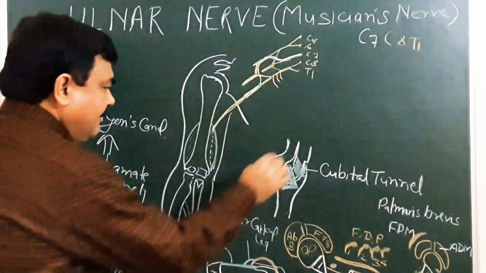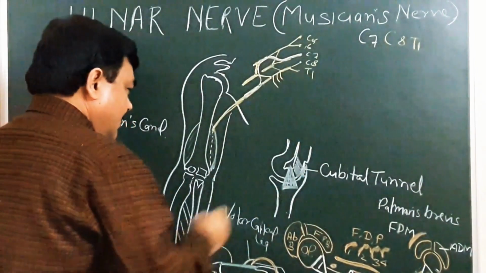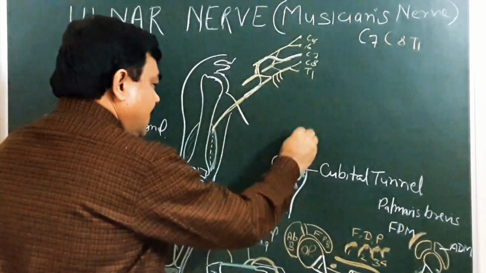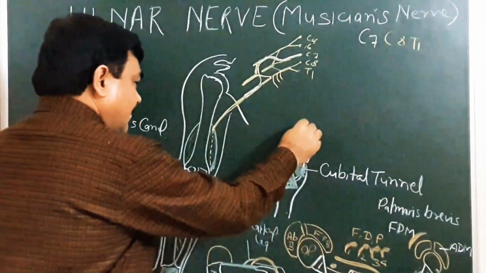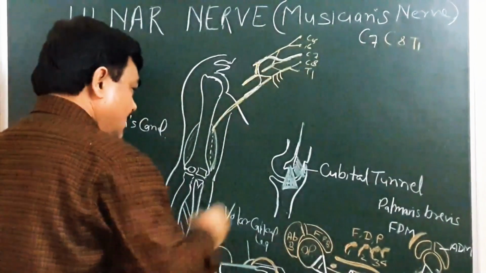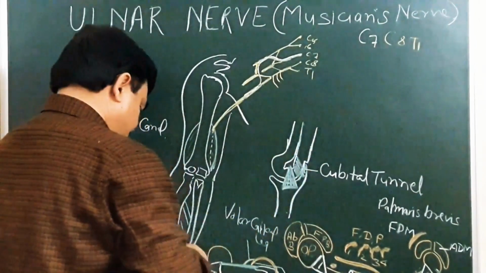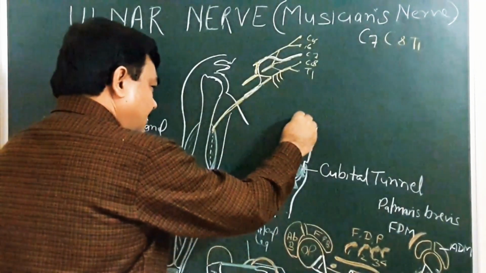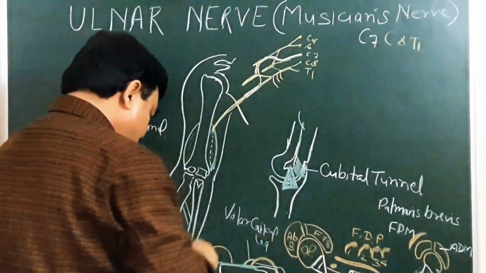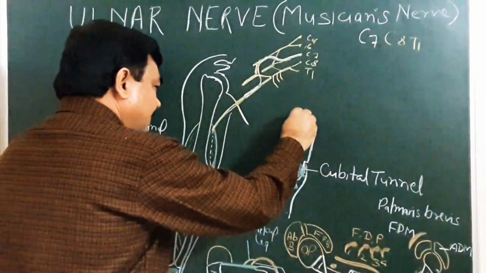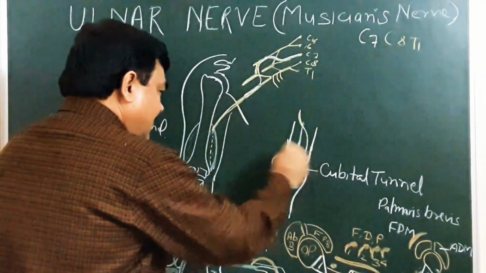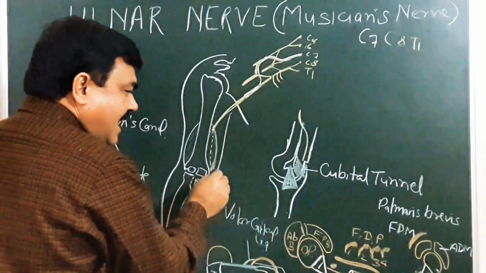Here is the position of the medial intermuscular septum. From here, from the anterior compartment, it passes through the septum, it goes into the posterior compartment like this. So it goes into the posterior compartment.